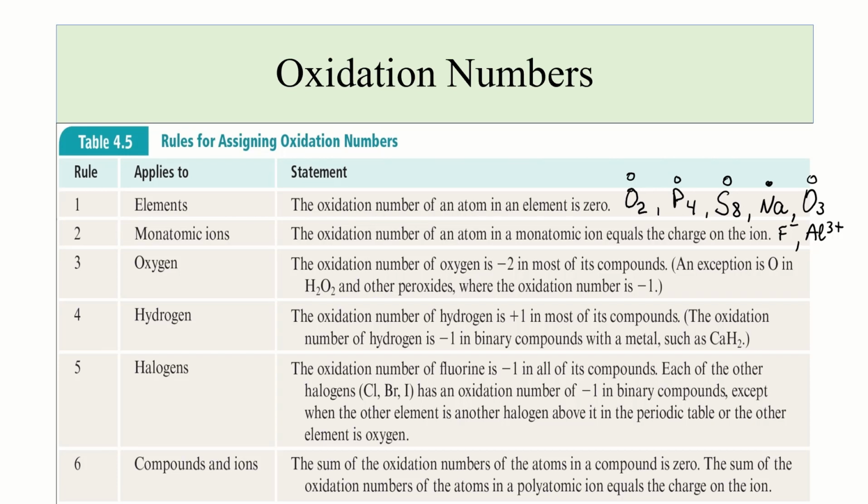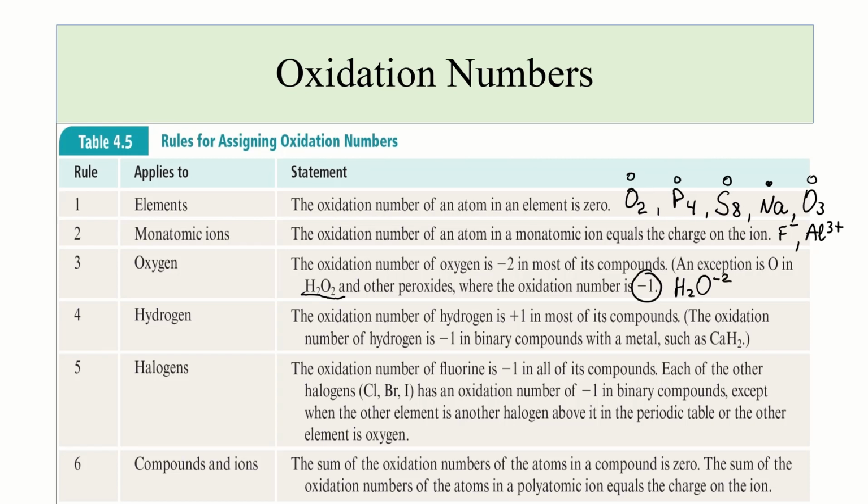Rule number 3. The oxidation number of oxygen is usually -2 in most of its compounds. There is one exception to this rule. In peroxides like hydrogen peroxide, H2O2, the oxidation state of oxygen is -1. This is the only one exception. In all other compounds like water, H2O, oxidation state of oxygen is -2.